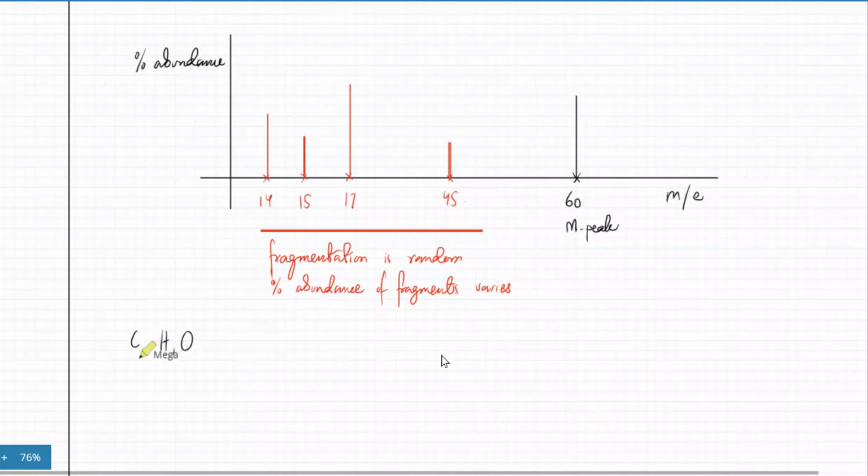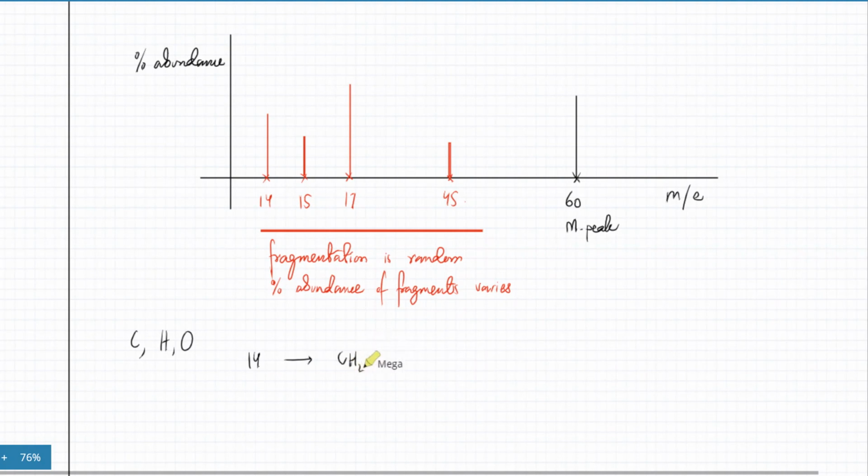hydrogen, oxygen. So what I'm going to do is try and figure out what this 14 is, the smallest one. Now, based on the atoms I've got, the only possibility I've got is it might be a combination of carbon and hydrogen. So it must be CH2, right?